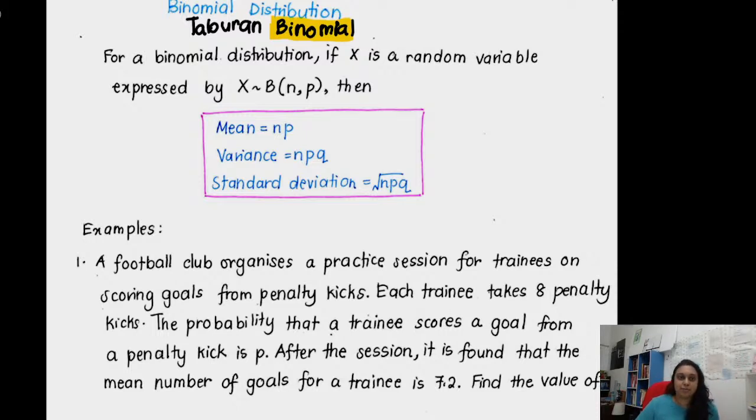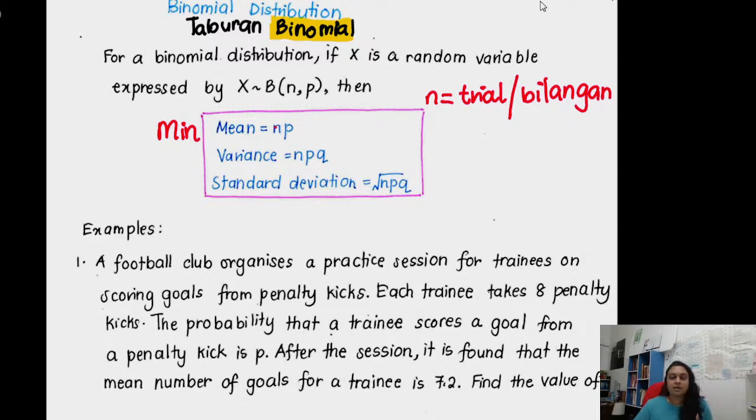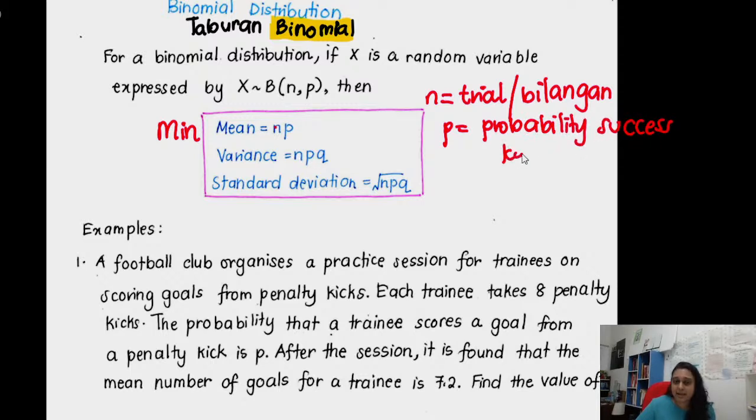Okay, let's see the formula. Kita tengok formula. Mean, in bahasa is min. For the mean we use NP. N is for what? I hope you all still remember. N is the number of trials, berapa kali kita buat eksperimen, bilangan. How many times? Some can be 30 times, sometimes 25 times. P is the probability of success, in bahasa we call this kebarangkalian kejayaan.